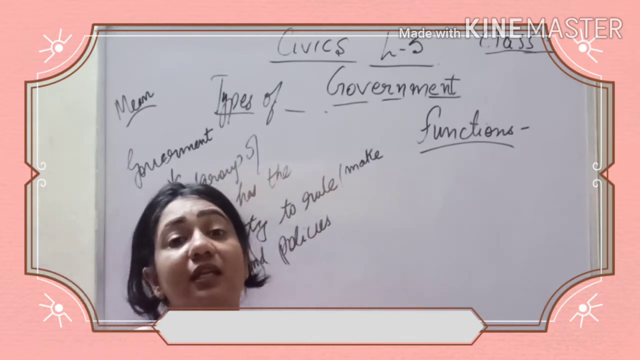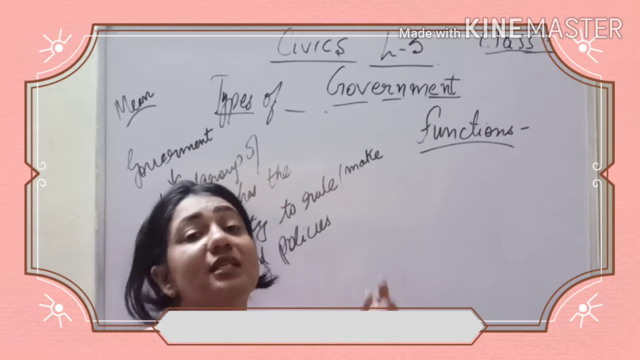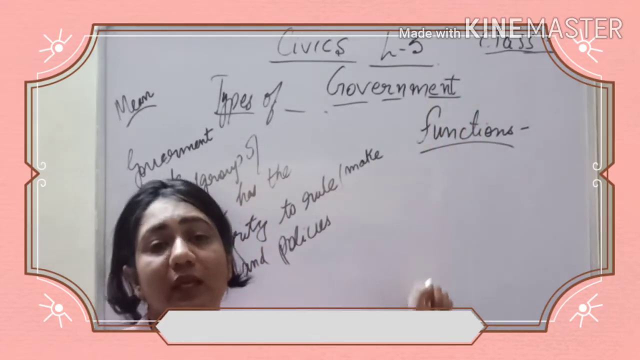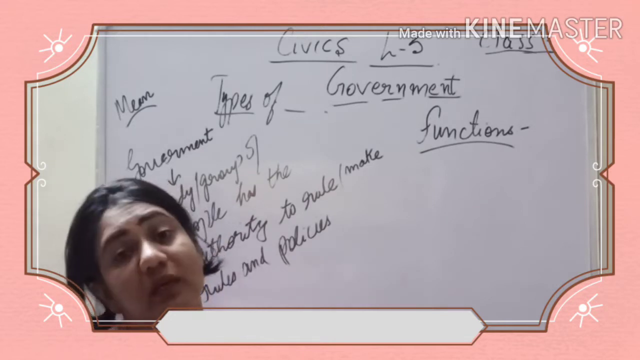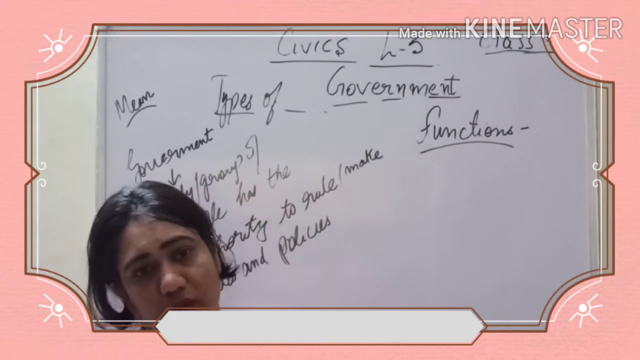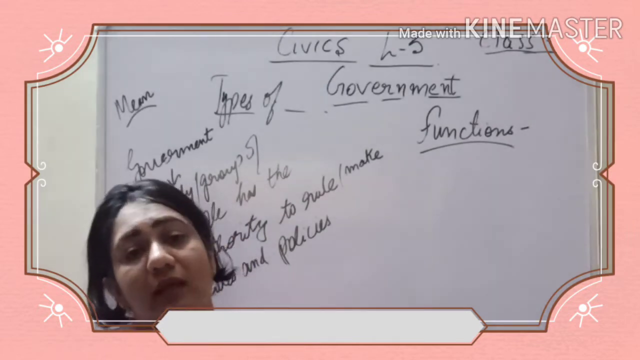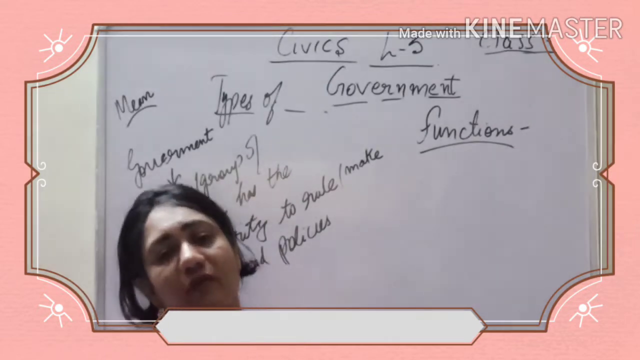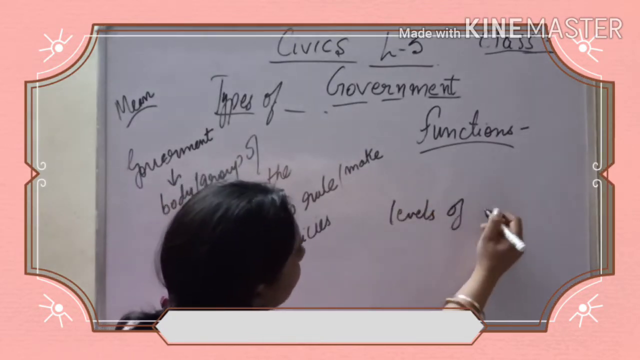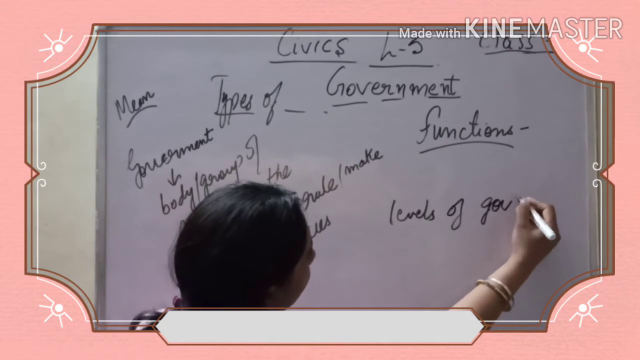But since it is a very crucial matter, it is the work of the government, but it comes under various categories, whether it is to be decided by the central government, the state government or the local government. So these are the various levels of functioning, or you can say levels of government.